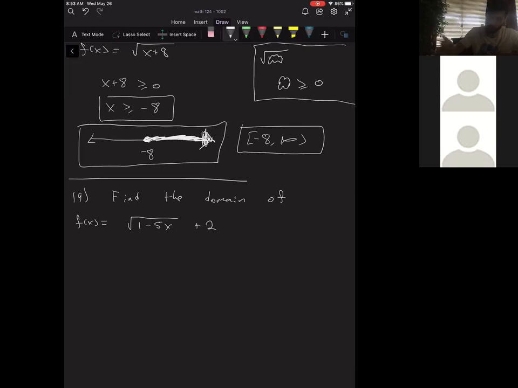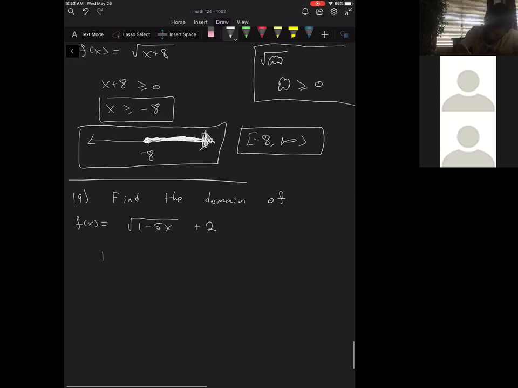And just like before, we've got to set the inside piece bigger than or equal to 0. So we set this 1 minus 5x bigger than or equal to 0. We can add the 5x over, so we get 1 is bigger than or equal to 5x. Divide by the 5, so we get 1 over 5 is bigger than or equal to x.